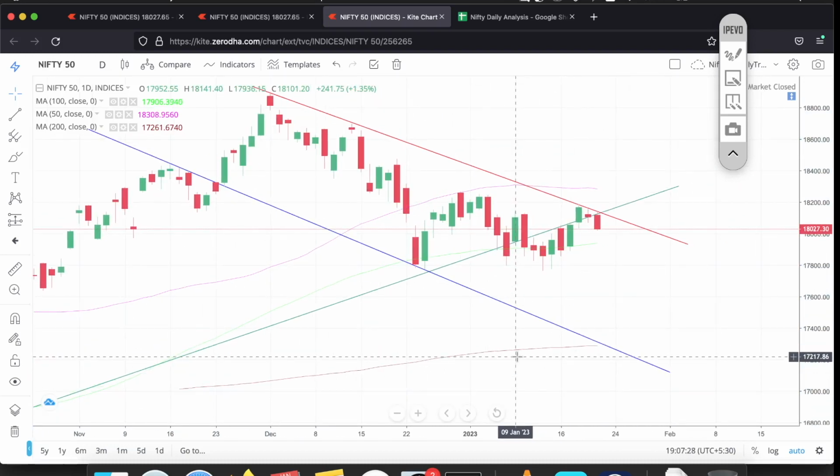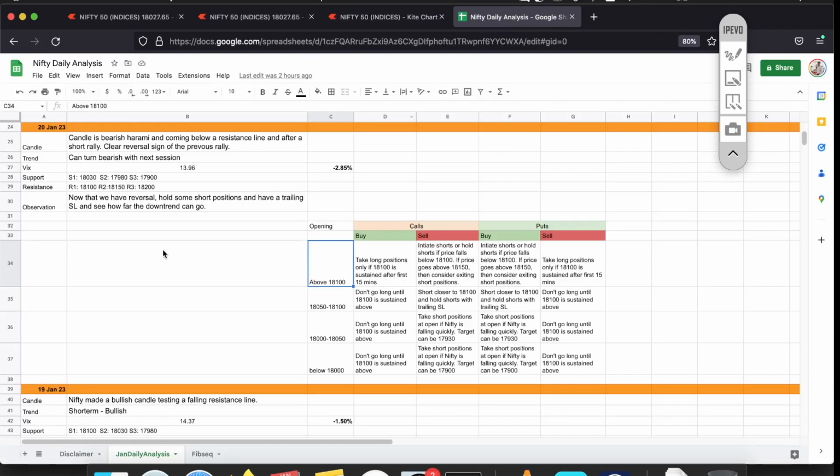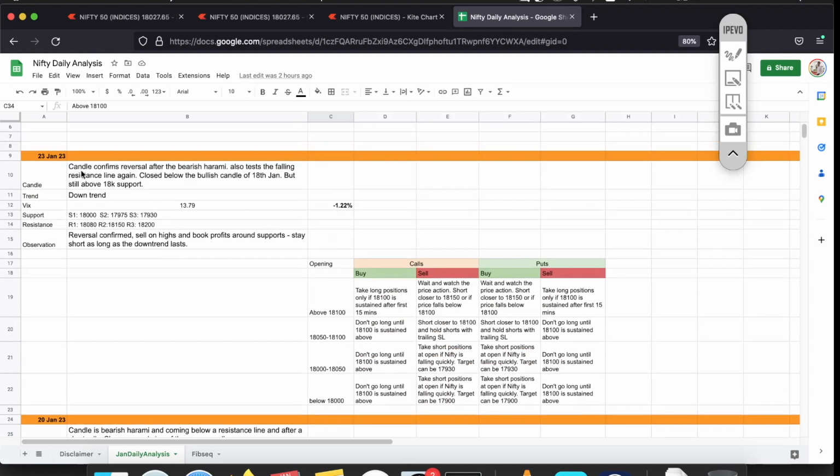Okay. And to conclude the observations, this analysis is the forecast for 23rd Jan. So today's candle confirms the reversal after the previous bearish harami, and also it has tested the falling resistance line again and closed below the bullish candle of 18th Jan. So all these things make this a very good reversal confirmation. And one thing to notice, the candle has closed above the 18K support level, and the trend overall now can be confirmed as a downtrend.